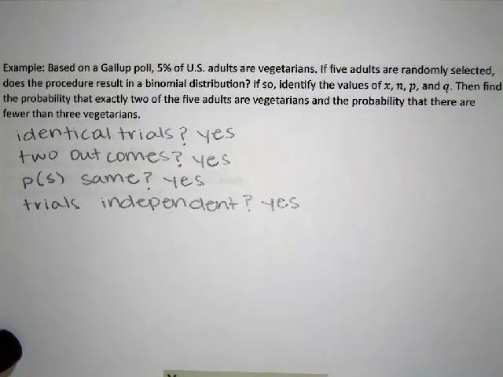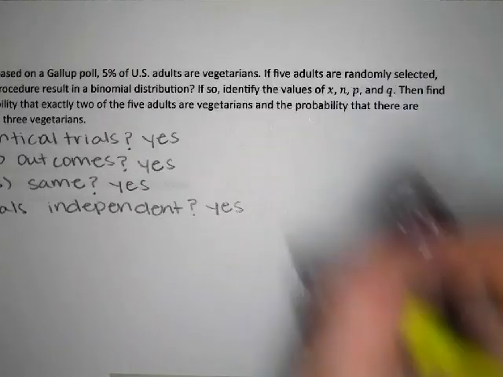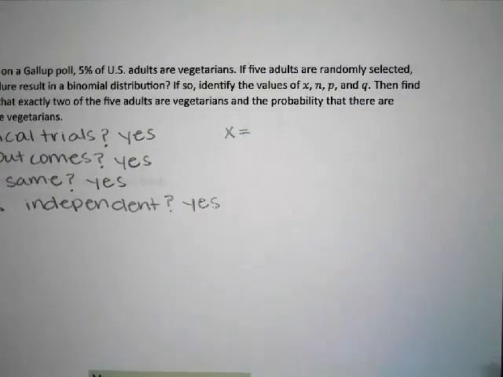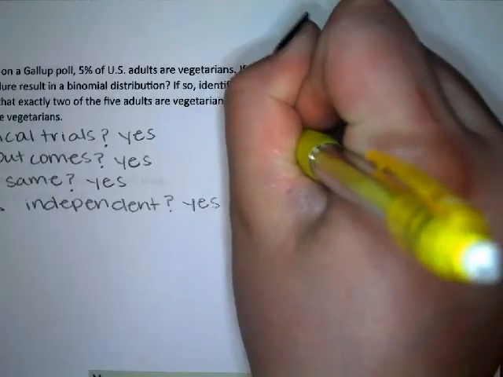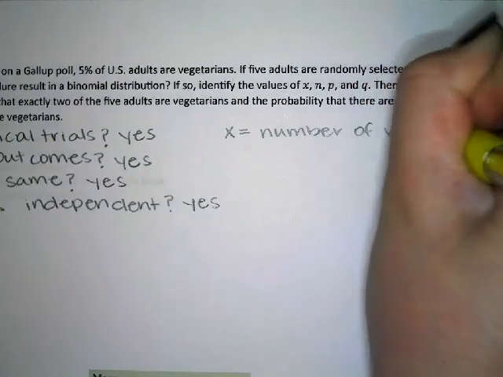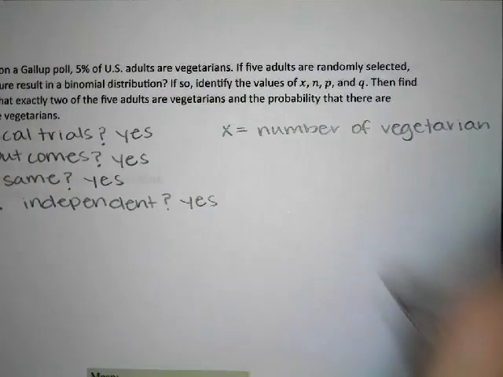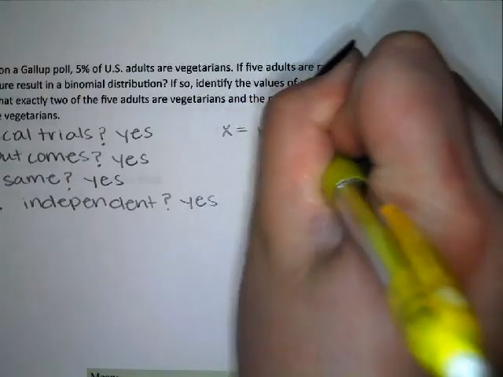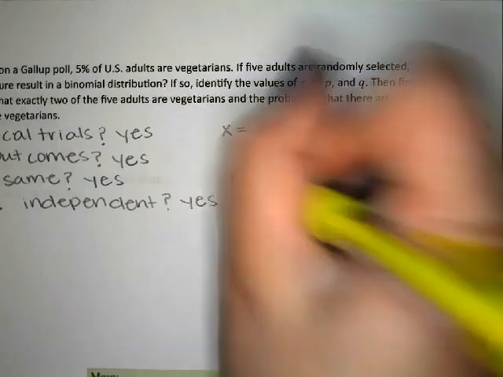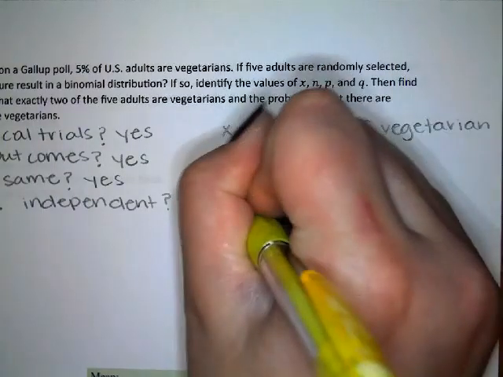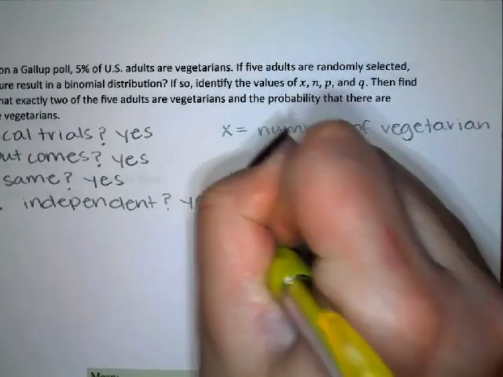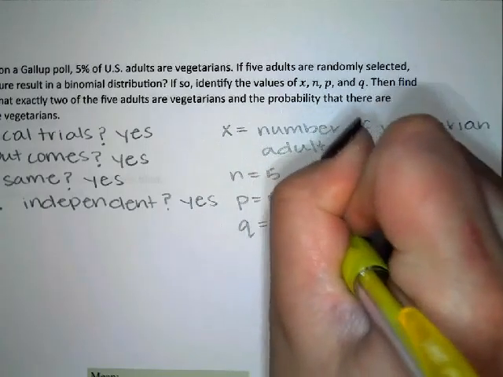All right, so first I want to recognize what my random variable is representing. So what is considered success in this case? It's going to be the number of vegetarian adults. The number of trials is how many adults they're going to talk to. So they're talking to 5 adults. The probability is that 5%, but we're going to write it as a decimal, so 0.05. q is the complement of that, so 1 minus 0.05 is 0.95.